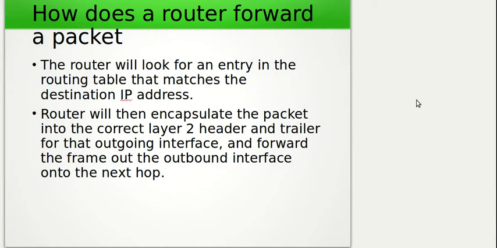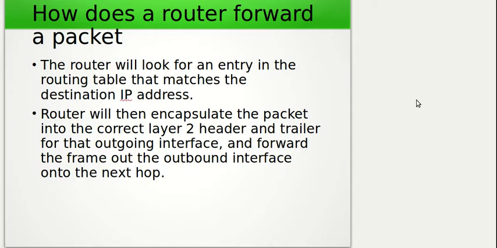What the router is going to do is look for an entry in the routing table that matches the destination IP address. We looked at the routing table in an earlier slide. It's going to look through that table to find the best route, or the most specific route, that matches that destination IP address. So in this case, let's say the destination IP address is 10.1.1.1, and it finds a route, which is the most specific route, that says to reach 10.1.1.0/24, then use this next hop.